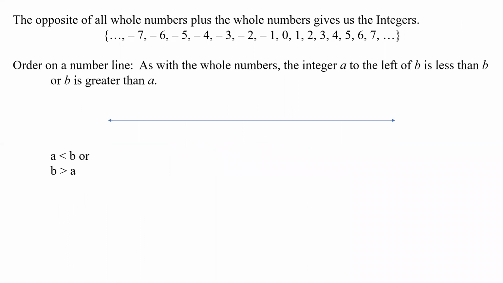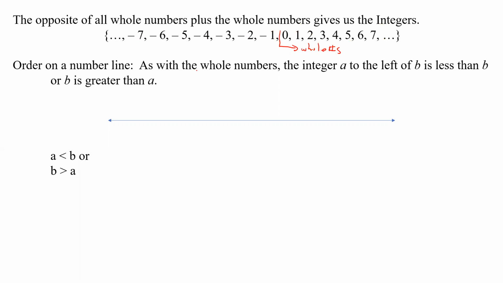So the opposites of the whole numbers plus the whole numbers give us the integers. Again, this was the whole numbers, and now we're adding in the opposite of all of these. So the opposite of 1 is negative 1, the opposite of 2 is negative 2, and so on. And that whole list now we're going to use as the integers.